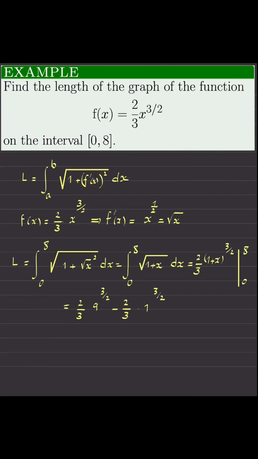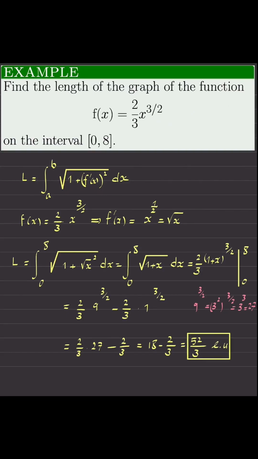But 9 to the power of 3 halves can be written as 3 squared to the power of 3 halves, so it becomes 3 to the power of 3, which is 27. Yes? So then it becomes equal to 2/3 times 27 minus 2/3 times 1. So this becomes 18 minus 2/3. So this becomes 52 over 3 length units. So that is the answer to this problem.